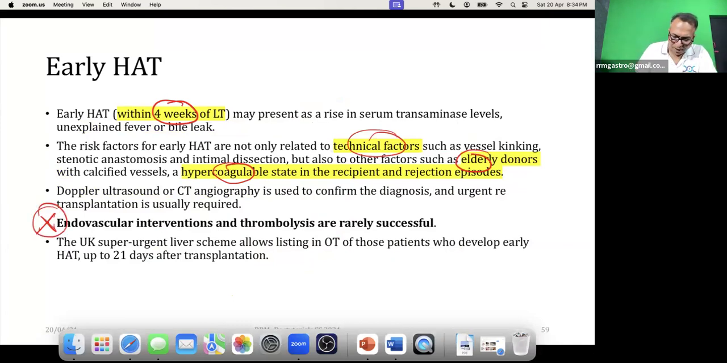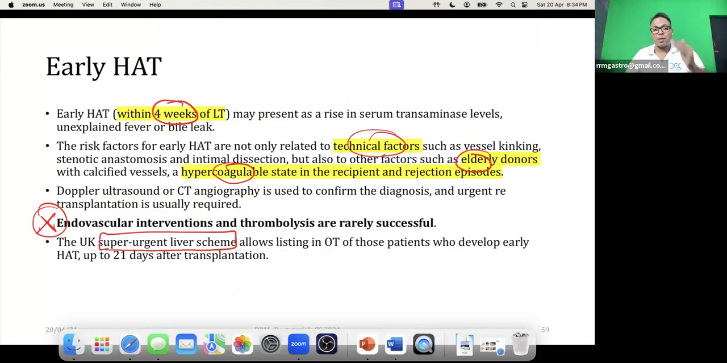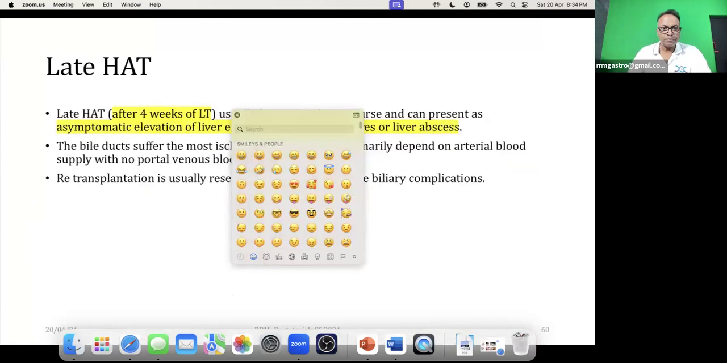In UK, this is coming under super urgent liver. I need a super urgent liver. Immediate transplant you can save, otherwise they will die. Super urgent liver scheme is used in these patients. So up to 21 days after transplant, if a patient develops hepatic artery thrombosis, we do a super urgent liver; the scheme is available in UK. Immediately we have to do the transplant.